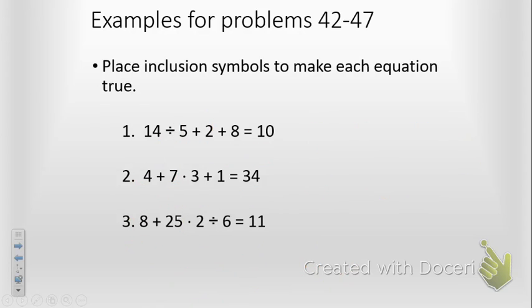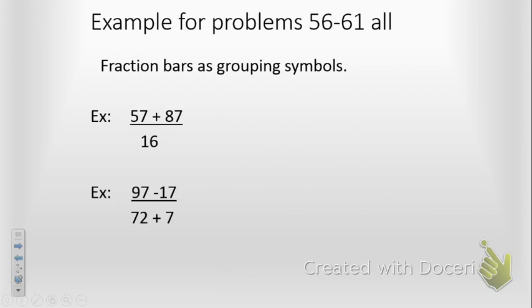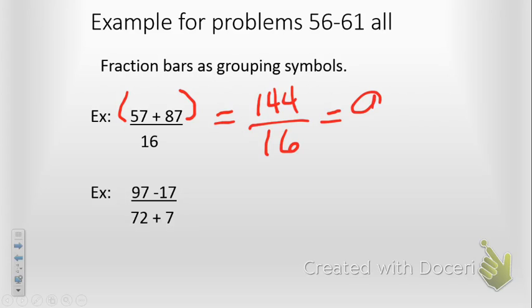So now let's work with grouping symbols here on some problems. First thing is the fraction bar. Fraction bar is just a big grouping symbol. So whatever's on top is a group. Whatever's on bottom is a group. So for example here, I'm just going to take 57 plus 87, which is 144. Divide that by 16 then, it's just a division sign, which gives me 9.